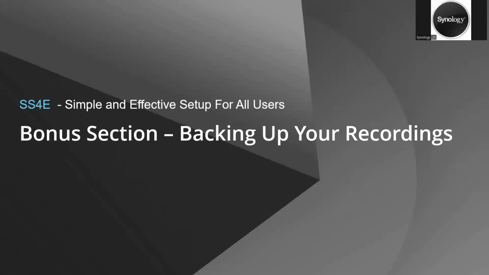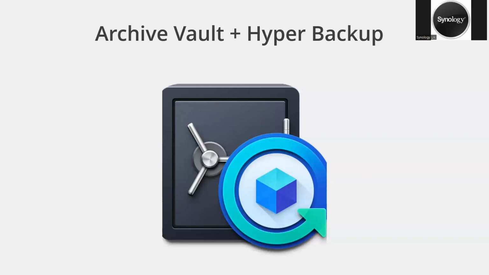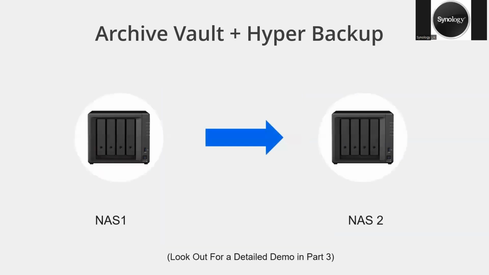All right, and the last bonus section, just want to cover quickly how to back up the recordings. There's two main ways in which you can back up off the device. The first one is through a combination of Archive Vault and Hyper Backup. Now, again, these Synology applications are free. You can use these to back up from one NAS to another NAS. So basically, if you have a break-in and then somebody actually picks up your NAS, I recommend concealing it, just some common sense there.